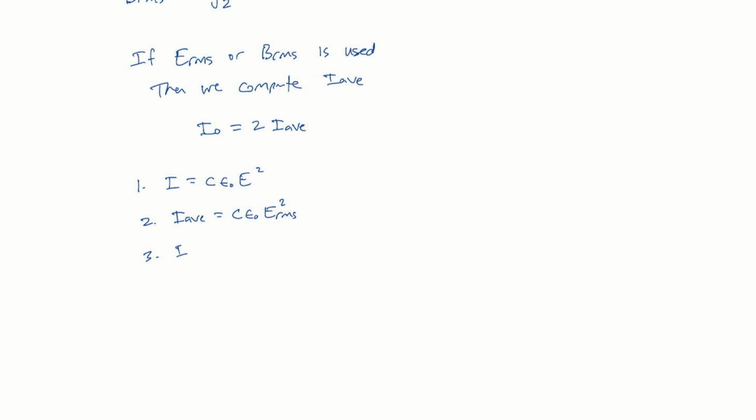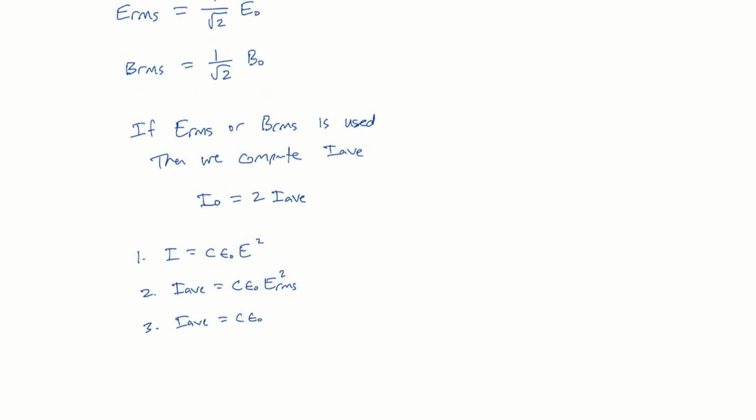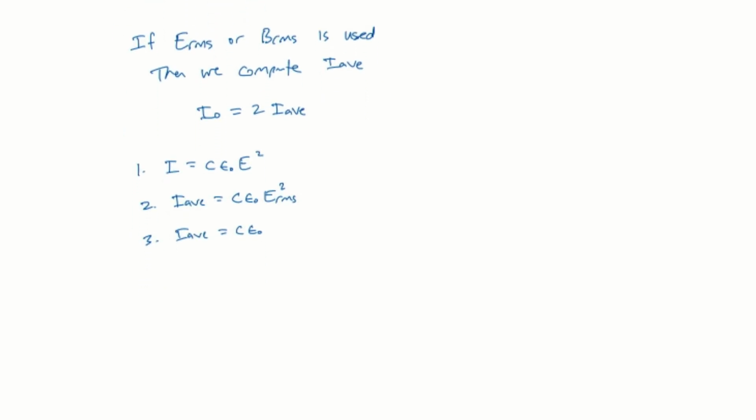And then we have another average intensity. And instead of the RMS, we will put 1 over the square root of 2 times the peak value. So let's just write it. Peak value over the square root of 2. We square that, and we get 1/2 C epsilon 0 E naught squared. So we have these three equations in terms of the electric field.